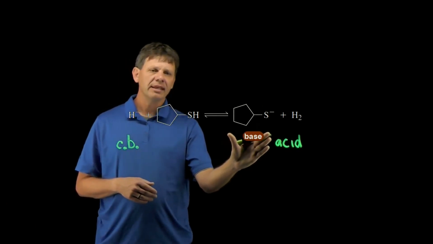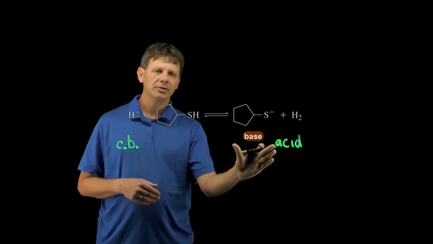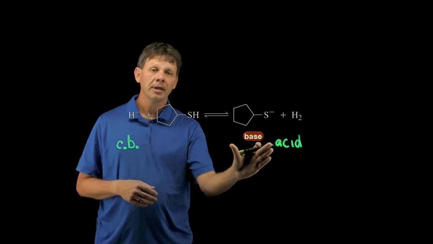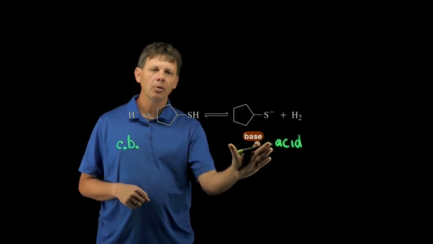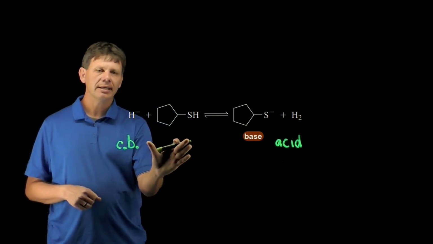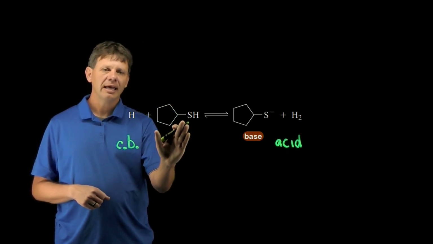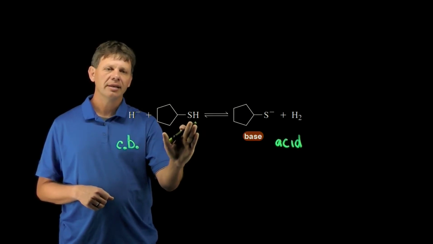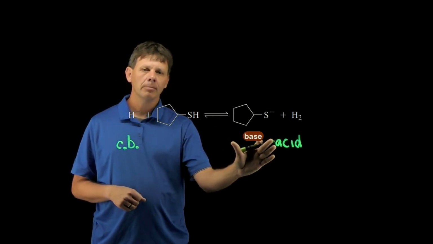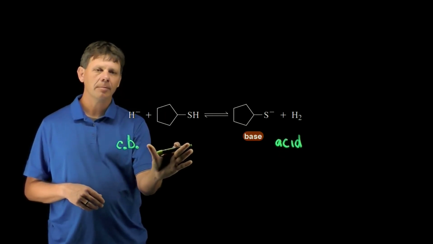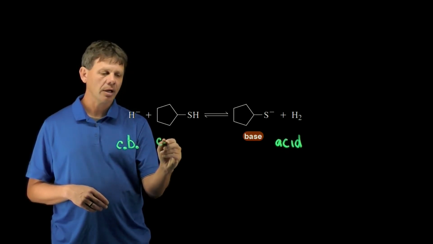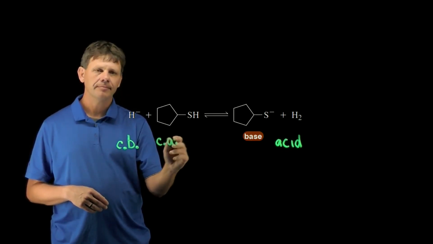Similarly, if the compound containing the negatively charged sulfur is our base, when that has accepted a proton, it should have generated our conjugate acid. And in fact, the SH here differs from the base by H+. So this compound here is our conjugate acid.